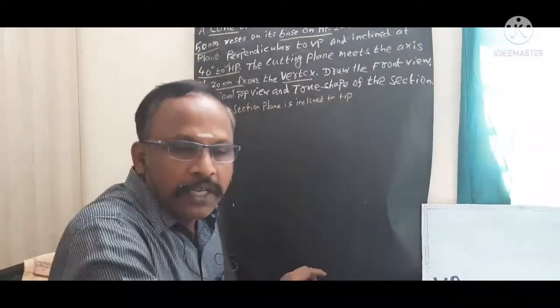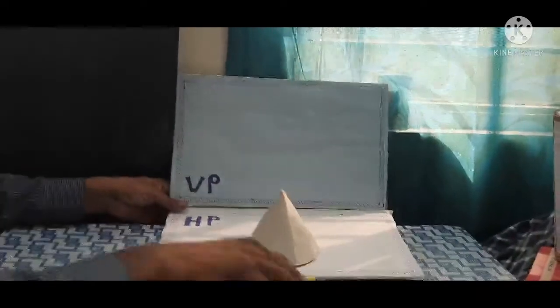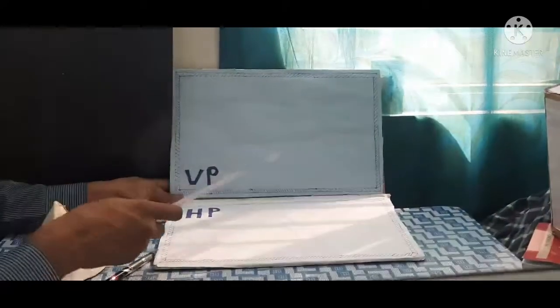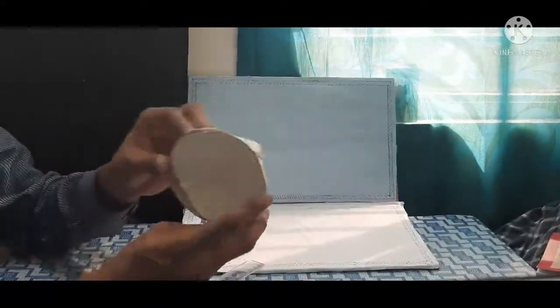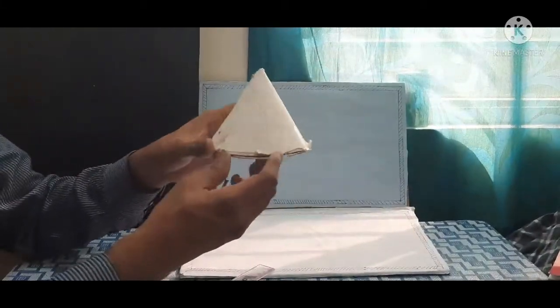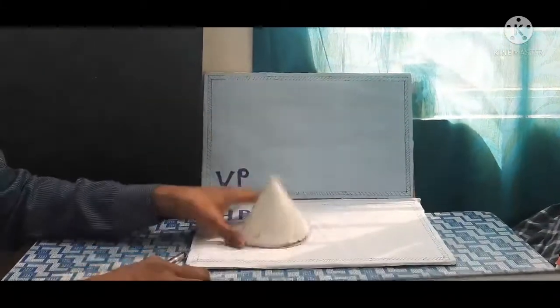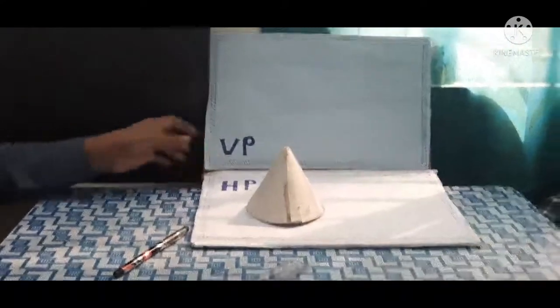Now I am going to demonstrate how we are going to solve this problem by using the principal planes and the solids. Then I will draw the same thing on the board. So this is our principal planes, vertical plane and horizontal plane. This is the cone before cut. Always in a type 1 problem of section of solids, we keep the object on HP. The object is placed on HP.